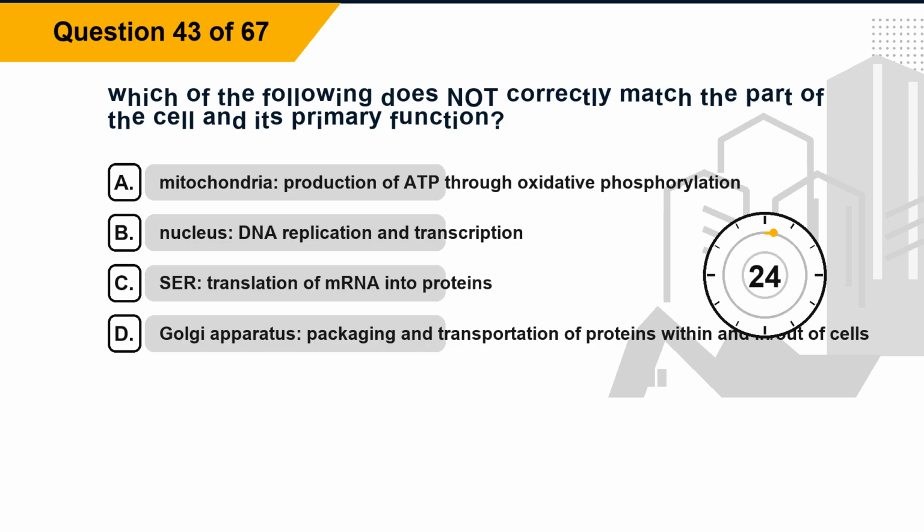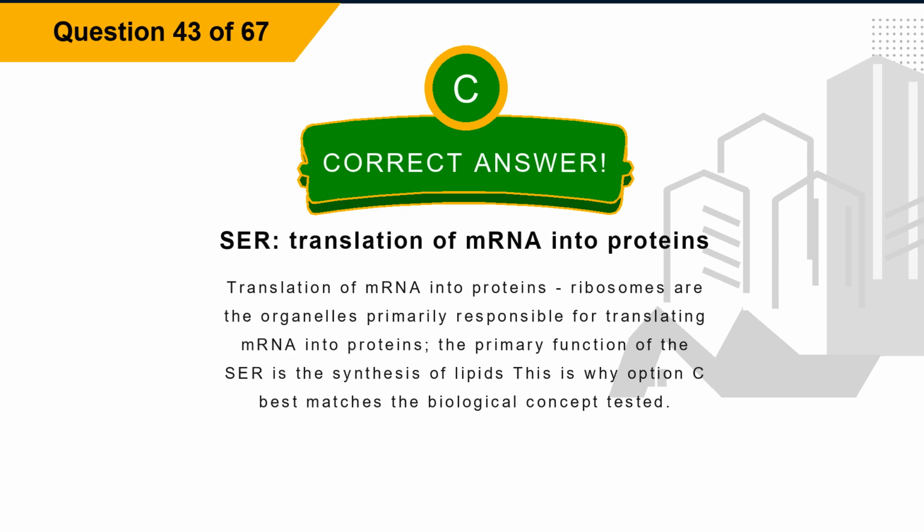Question 43. Which of the following does not correctly match the part of the cell and its primary function? Option A, mitochondria, production of ADP through oxidative phosphorylation. Option B, nucleus, DNA replication and transcription. Option C, SER, translation of mRNA into proteins. Option D, Golgi apparatus, packaging and transportation of proteins within and out of cells. The correct answer is option C, SER, translation of mRNA into proteins. Explanation: ribosomes are the organelles primarily responsible for translating mRNA into proteins. The primary function of the SER is the synthesis of lipids. This is why option C best matches the biological concept tested.